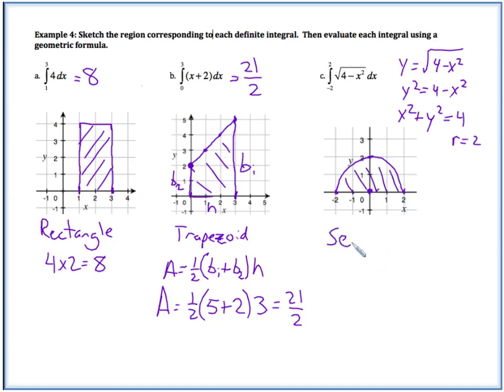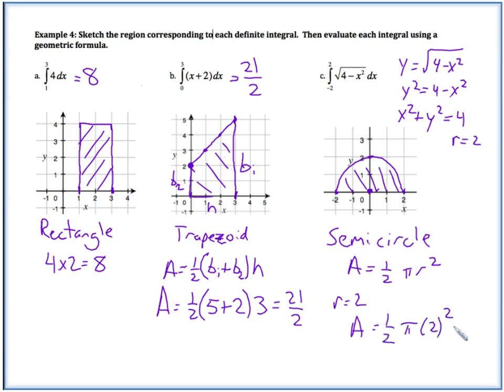Well, this is a semicircle, so your area is going to be 1/2 times pi r squared. So it's half the area of a circle. Now r in this case was 2, so the area is going to be 1/2 pi times 2 squared. So that's going to be 4 times a half, or 2 pi. And so we know the definite integral from negative 2 to 2 of the square root of 4 minus x squared equals 2 pi. All right, so that's how you can find definite integrals using geometric formulas.